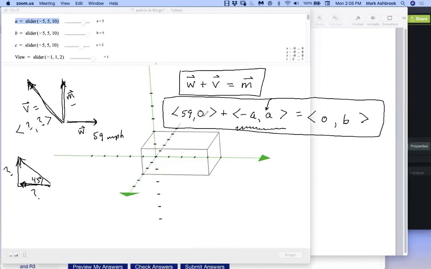So how do you add vectors? Just add them straight across. Add like components, right? We add x's. It'll be 59 minus A. So I think you can finish it from there. Yep. Thank you. You're welcome.